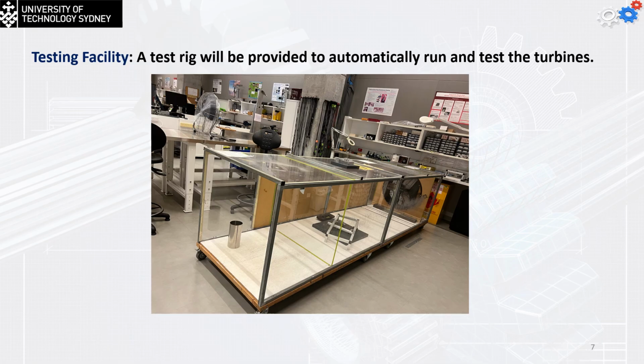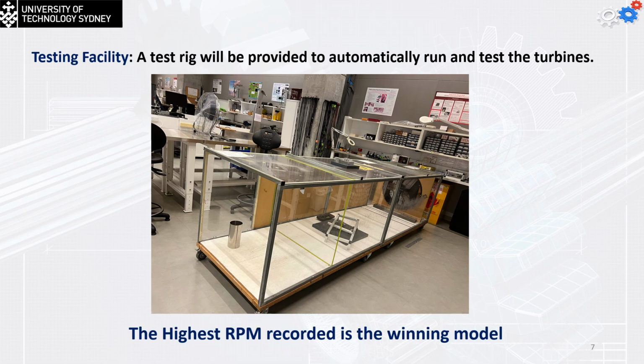The test rig is not finished yet. We need to add an air straightener in the front to change the rotation of the air to a straight line wind stream. At the end, the highest RPM recorded is going to be the winning model. So we're not going to generate electricity, but we're going to test the RPM value for the wind turbine.